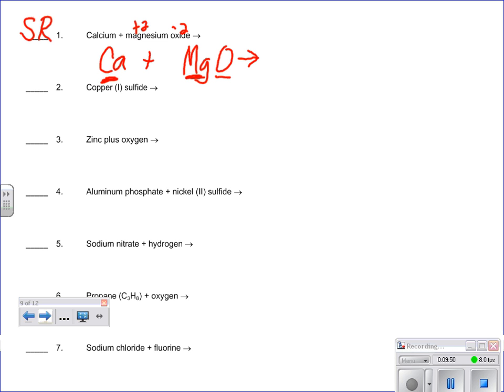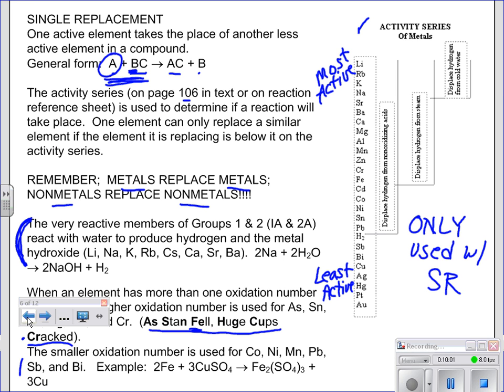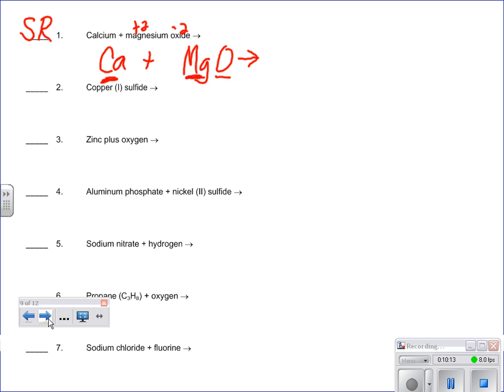The chart, that activity series. So I don't have one in front of me, but when you look back at your activity series, you see here is calcium and here is magnesium. Which one is more active? Which one's stronger? Calcium. So calcium is the big tough guy. Yeah, he's going to try and kick this wimpier guy out of the dance. So calcium will replace magnesium.